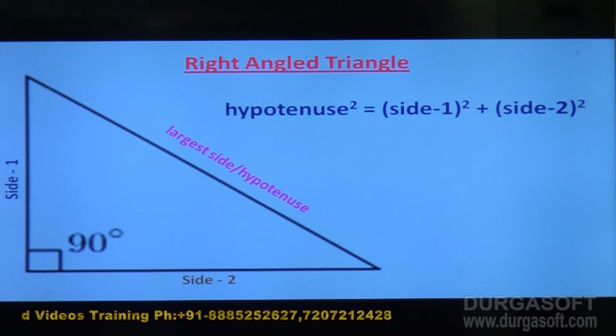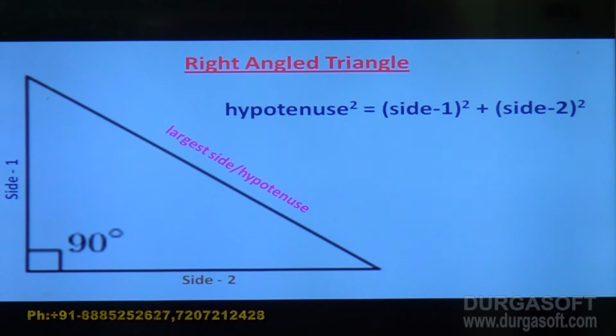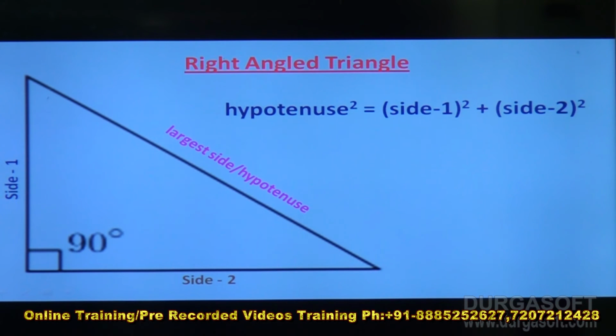The benefit here is, if we know any two sides in this triangle, we can find out the other side by using this formula: hypotenuse square is equal to side 1 square plus side 2 square. So it is important that we know two sides. With those two sides, we can find out the other side by using this formula. This formula we generally call the Pythagoras theorem, right? Let's go to the next figure.